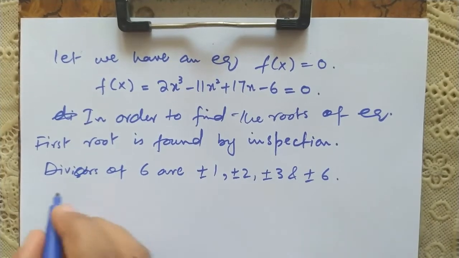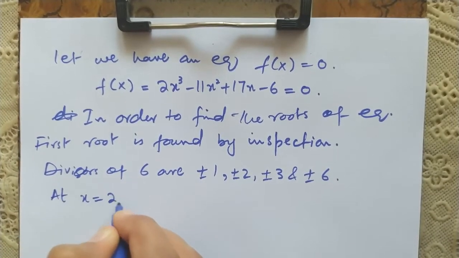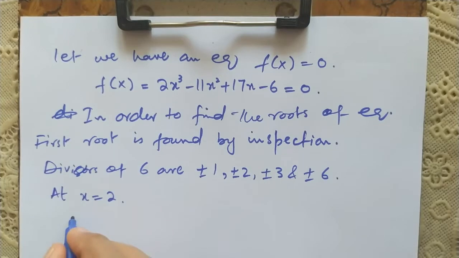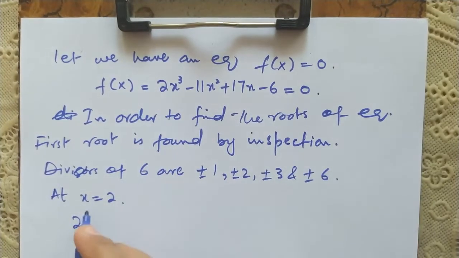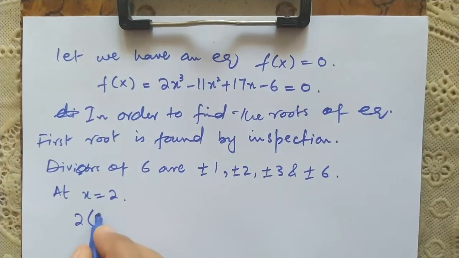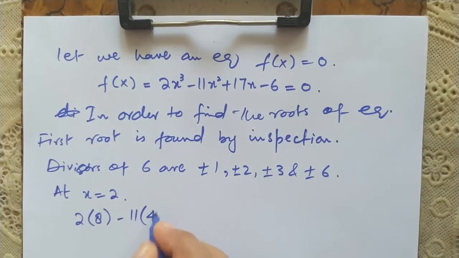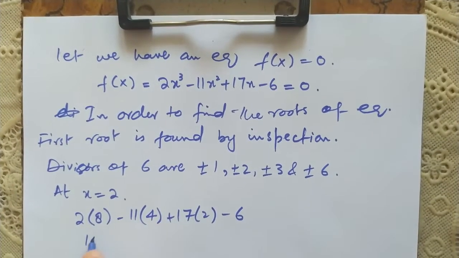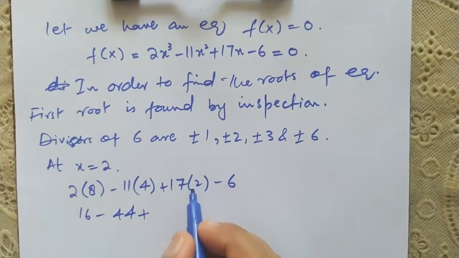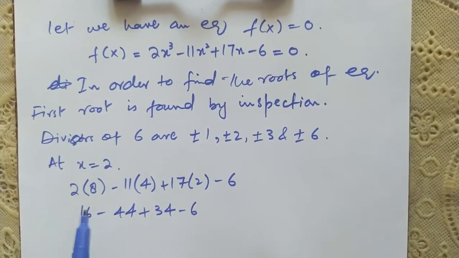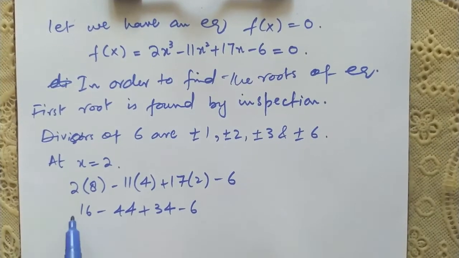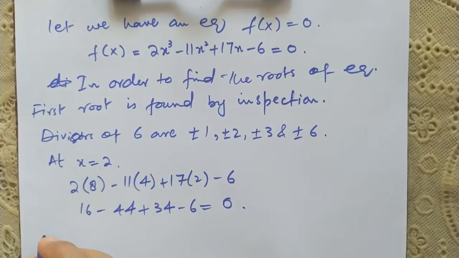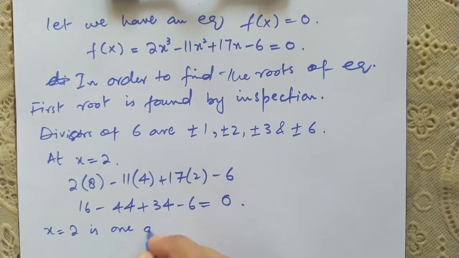And you can check that x is equal to 2 is one of the roots of this equation, because when you put 2 in this equation, 2 times 2 cubed is 8, minus 11 times 2 squared which is 4, plus 17 times 2, minus 6. When you simplify this, 2 times 8 is 16, minus 44, plus 34, minus 6, and you will get this equal to 0, right? So it means x is equal to 2 is one of the roots.